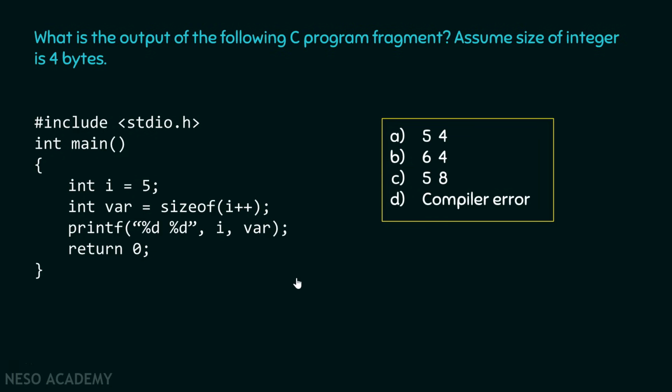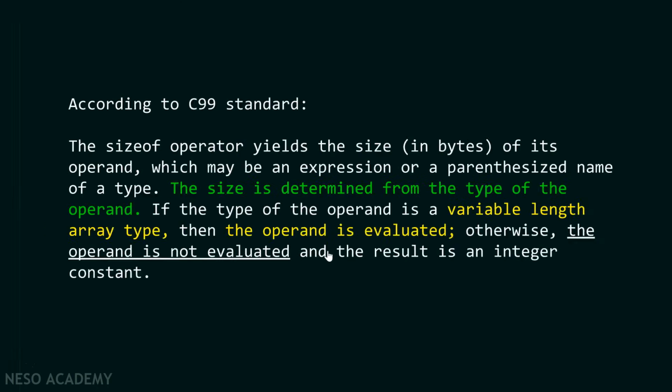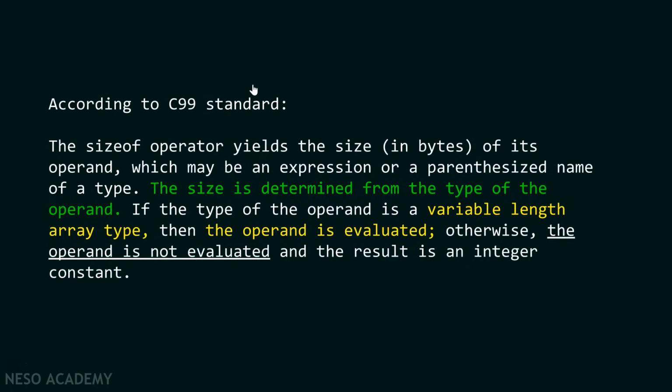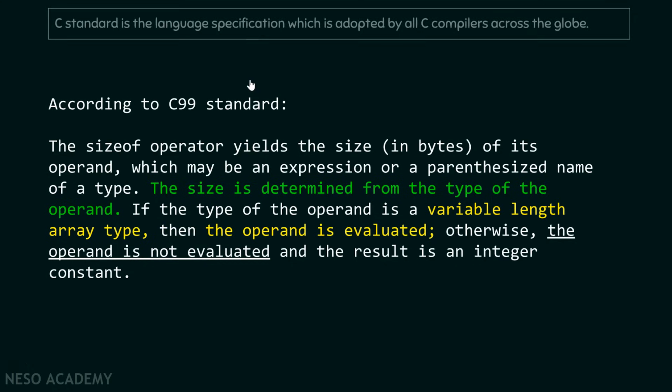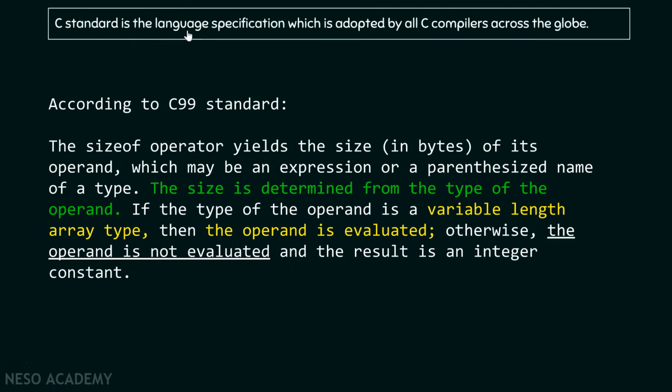Now this is the one point we need to understand. Why B cannot be the answer? Let's try to understand by considering the original documentation of C99 standard. First of all, let's try to understand what a C standard is. C standard is the language specification which is adopted by all C compilers across the globe. Please note down this point. C standard is the language specification.